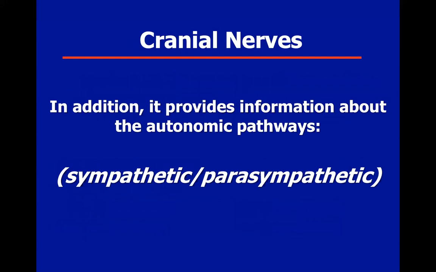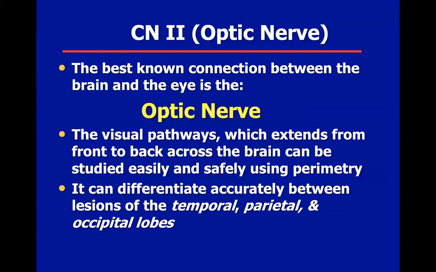Also, the cranial nerves provide information about your autonomic pathways. So please read up on your sympathetic and parasympathetic pathways. It's very important to have a solid basis. The more you read, the more you will understand ophthalmology. All I can do in this next half hour as an introduction is give you the key points and bullets, and your job is to read in depth. If we talk about the optic nerve, it's the best known connection between the brain and the eye.